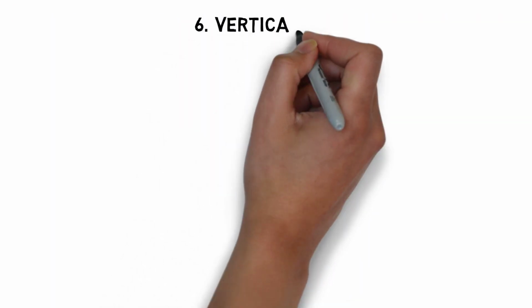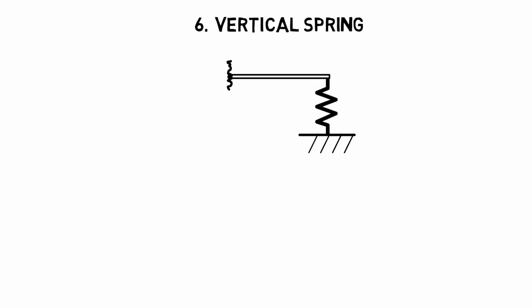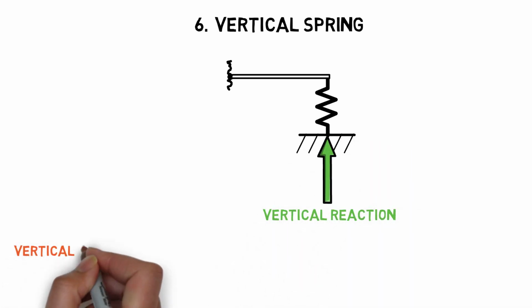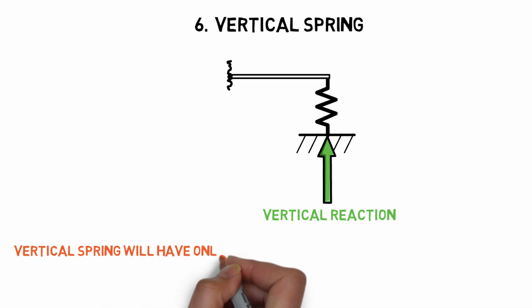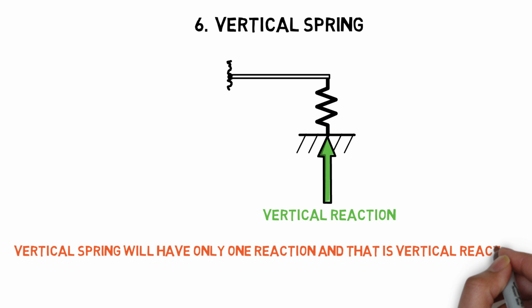Next support is the vertical spring. The following is the representation of a vertical spring, and it will have one reaction. A vertical spring will have only one reaction, and that is the vertical reaction.